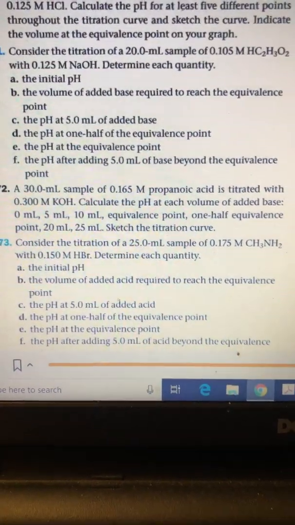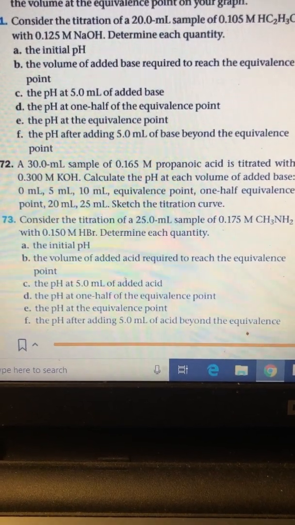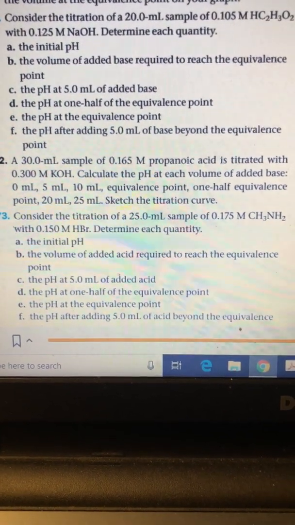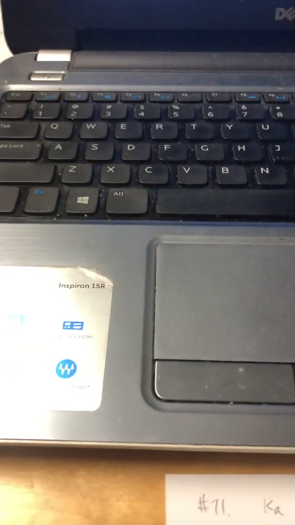The second step, part B, asks you to calculate the volume of added base required to reach the equivalence point. At equivalence point, this is a chemical reaction using chemical stoichiometry. So what you do is, you should write the reaction.